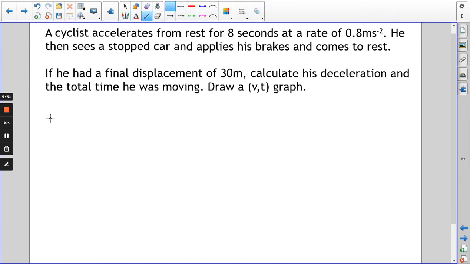Well, I'm going to start with the velocity time graph because they give me an idea of what's going on. So, in this question, the cyclist accelerated for 8 seconds.